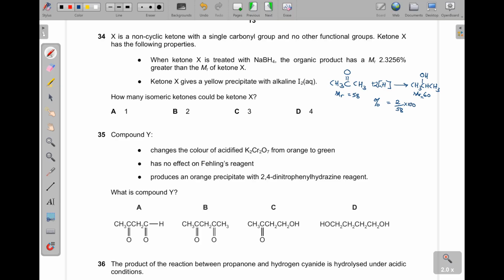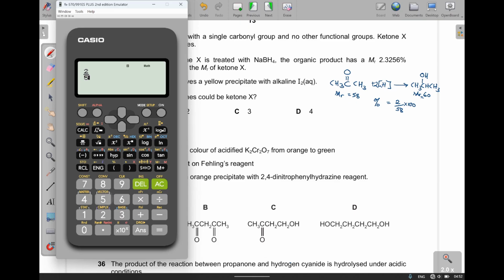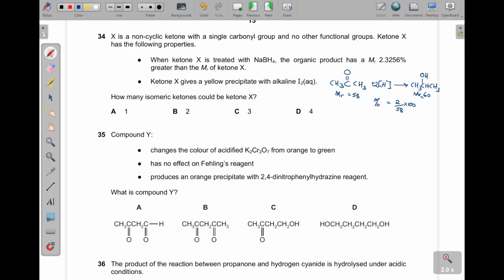So what do we get there? 2 out of 58, then times 100. This one gives us 3.4%. So the ketone is not this one because we are looking for 2.3256%. Okay, now we can go to another one. We can maintain the CH3 group here, then we can add CH2 here, CH3, and then we add 2 hydrogens, remember?